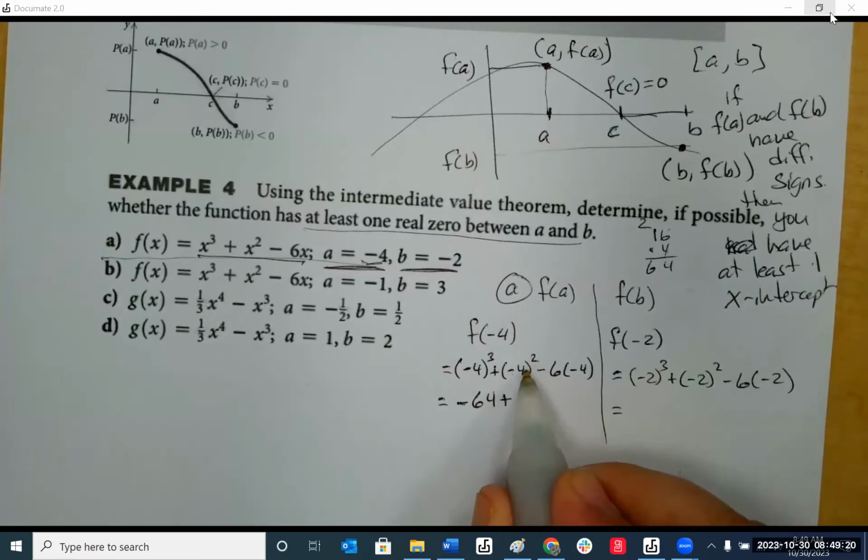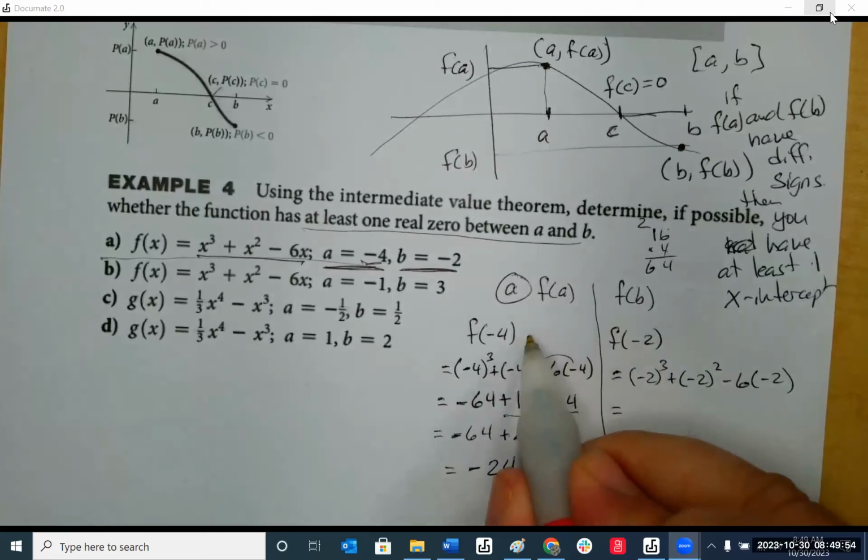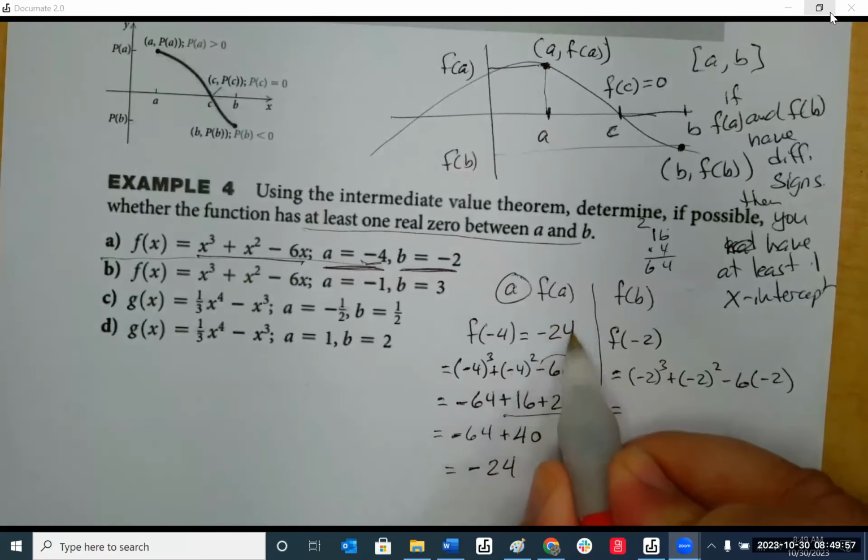Negative 4 squared is going to be positive. So 4 squared is 16. Negative and negative is positive. 6 times 4 is 24. 16 plus 24, they're both positive. It's 40. So since 64 is bigger, 64 minus 40 is 24. This one equals negative 24.